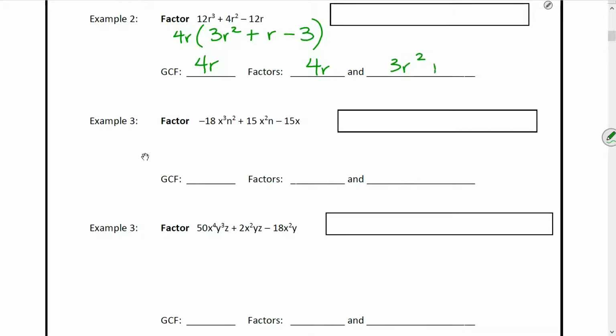3r squared plus r minus 3. And you typically write it the way you have it there below in green, but in this fancy schmancy box, we have 4r times 3r squared plus r minus 3.